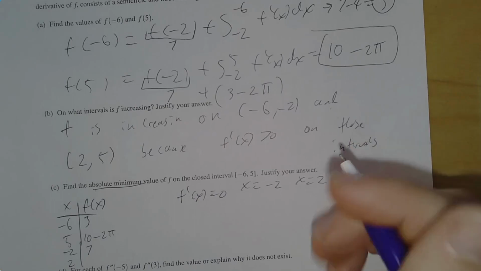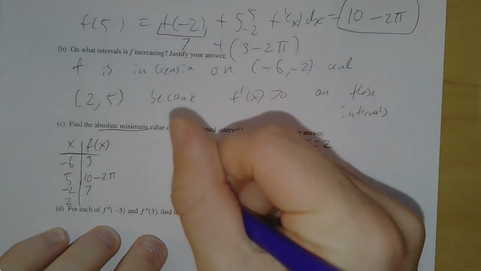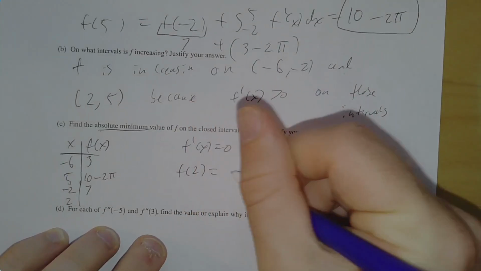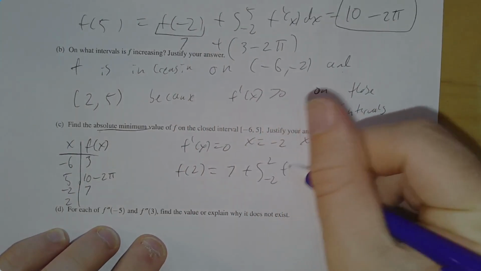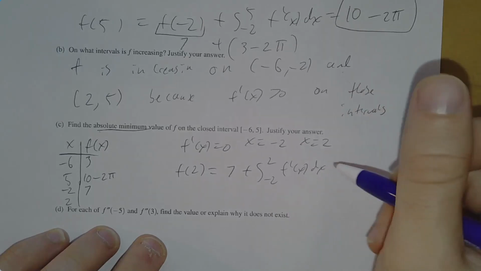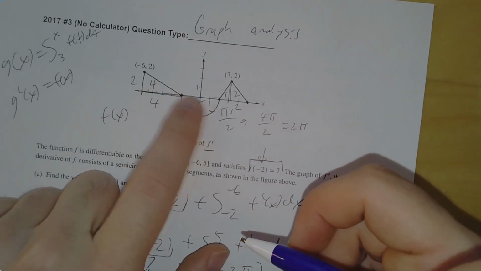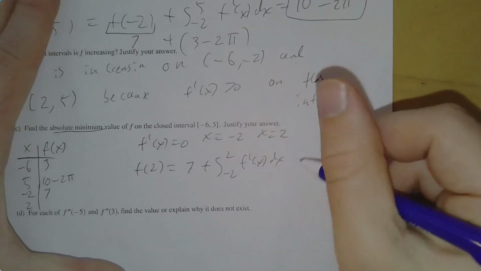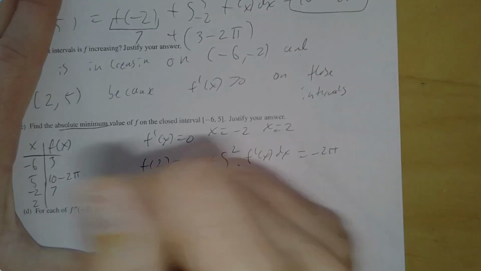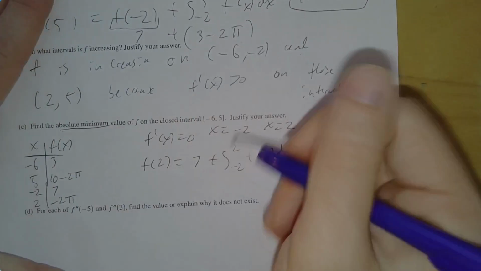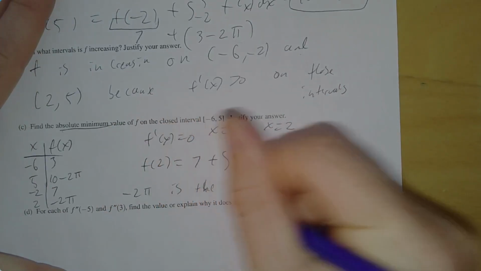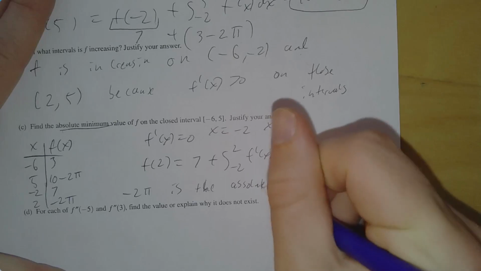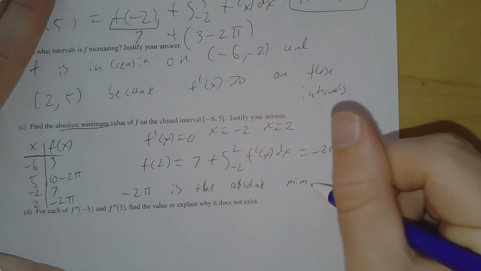F of 2, I'll do that over here, is that 7 from before plus the integral from -2 to 2 of f prime of x dx. And I know that already from -2 to 2 is just -2 pi. So that's just -2 pi. So the answer is -2 pi is the absolute minimum.